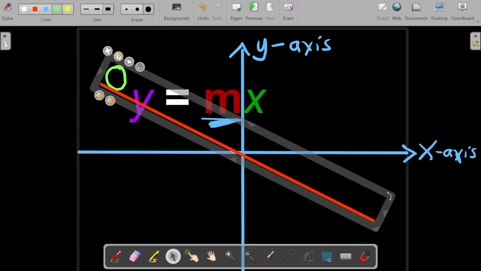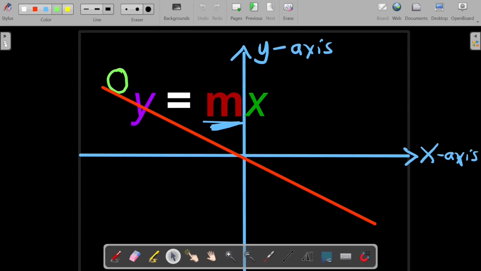Hopefully you have been able to understand how the m can influence the steepness of your line. The greater it is, the steeper a line you're going to have. And you have even understood how your m can influence the direction or the orientation of your line. In our next video, we are going to take a look at how our c value can affect the position of this line.